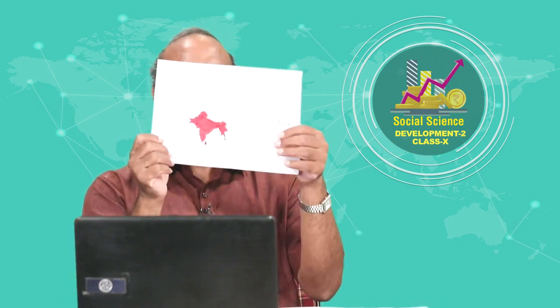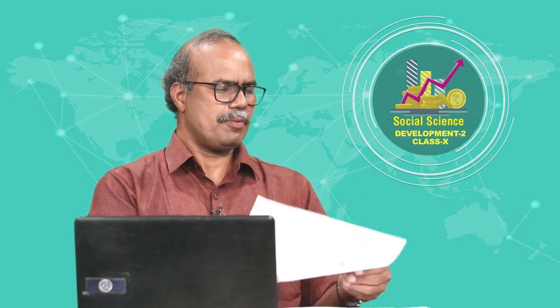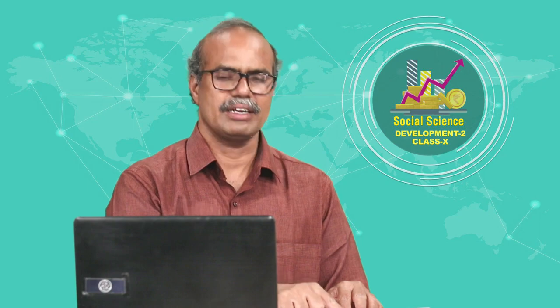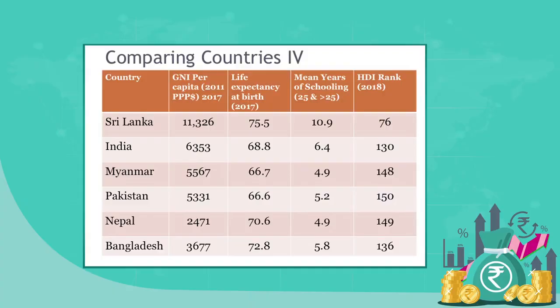Yes, it's here. So these are the Asian countries. Now you have colored this map. You can see these Asian countries and the data. If you look at the data in the slide, you can see the comparison of how many countries? 6 countries. In 6 countries we are comparing the indicators of development. 3 indicators we are comparing.